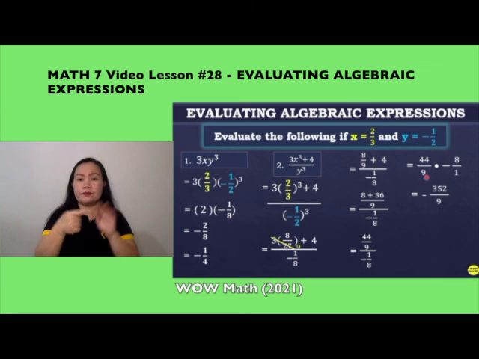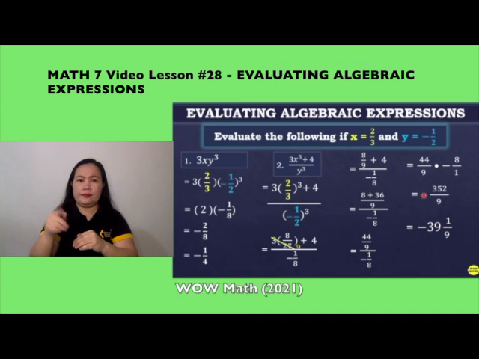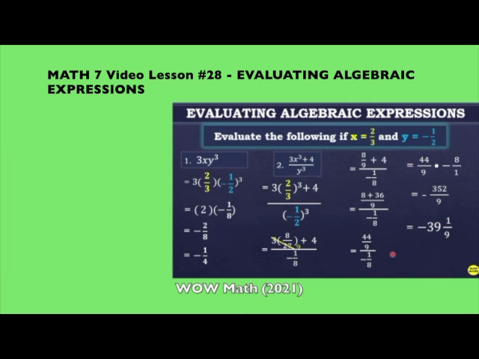So, negative kasi magkaiba ng sign. And then, 352 divided by 9, that is negative. Negative siya kasi negative ito. Negative 39, ang remainder niya ay 1, and then copy the denominator. So, kapag chinek mo to, 9 times 39 is 351 plus 1, 352. Okay? So, sana naintindihan po.